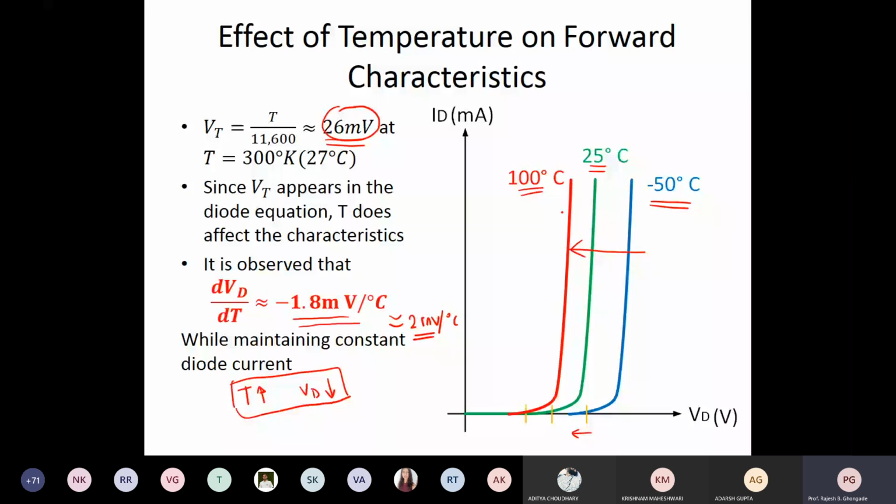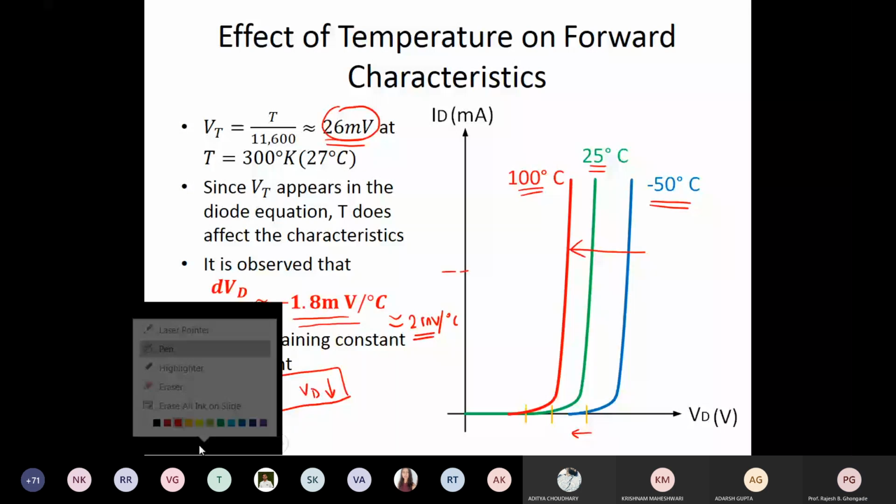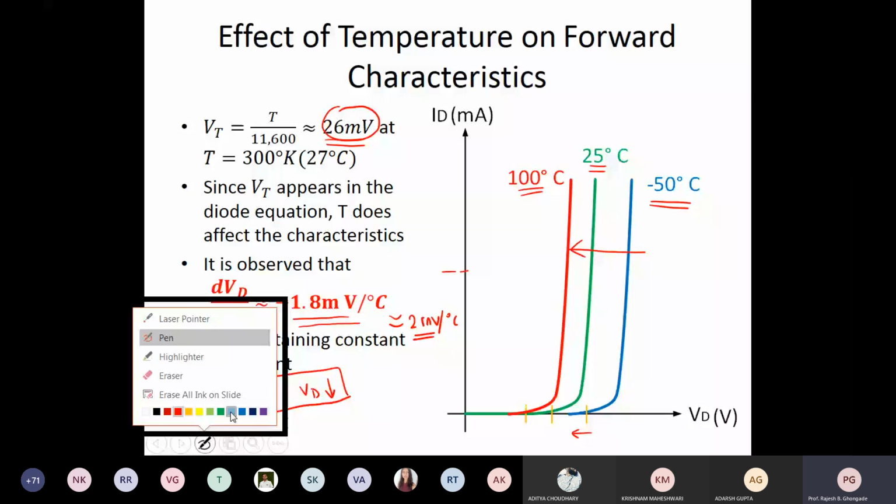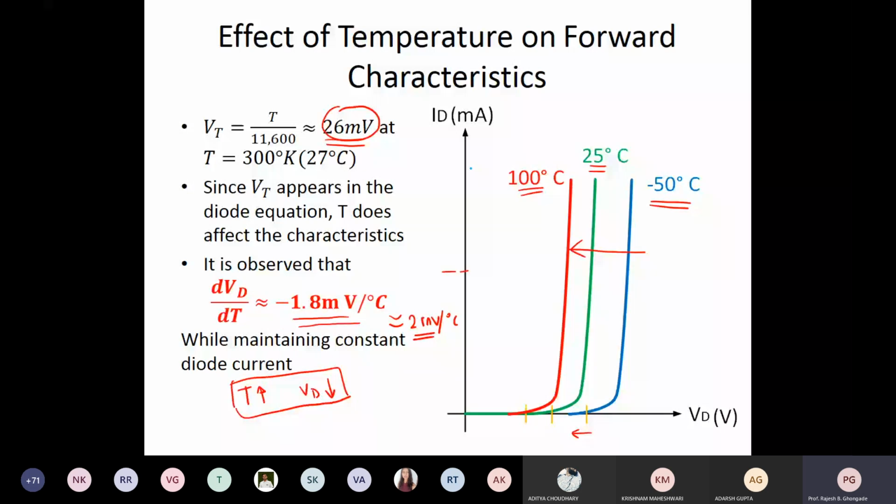Or in other words, I can also say that if I keep a current constant over here, and if I draw a straight line here and project it all the way down, you can see that the voltage across the device actually reduces with increase in temperature. All right, so this is one of the reasons why temperature is a very important factor that has to be considered when we use semiconductor devices.